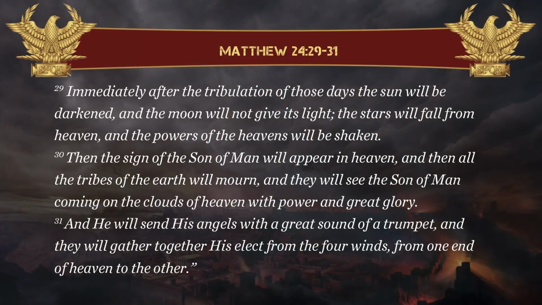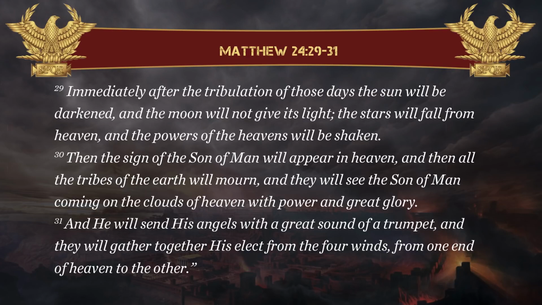Notice verse 29. Immediately after the tribulation of those days. Notice again, this is taking place as a chain of events in chronological order. Immediately after the tribulation of those days, the sun will be darkened and the moon will not give its light. The stars will fall from heaven and the powers of the heavens will be shaken. Verse 30 uses once again the same word. Then the sign of the Son of Man will appear in the heaven, and then all the tribes of the earth will mourn, and they will see the Son of Man coming on the clouds of heaven.